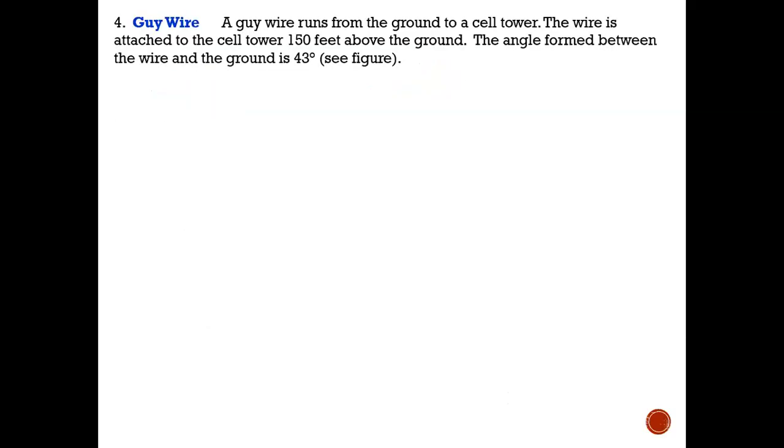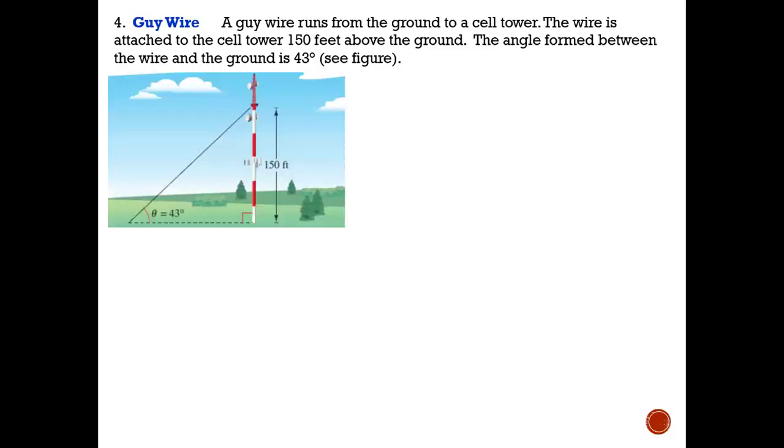Let's look at a real-world application problem. We have a guy wire that runs from the ground to a cell tower. The wire is attached to the cell tower 150 feet above the ground. The angle formed between the wire and the ground is 43 degrees, and they give us a figure. This is the figure they're talking about. We have this wire attached to this cell tower, and we know the cell tower is 150 feet, and that the wire forms a 43-degree angle with the ground. They want us to find how long the wire is.